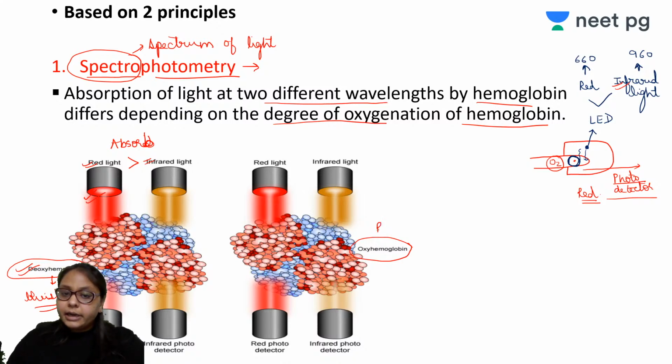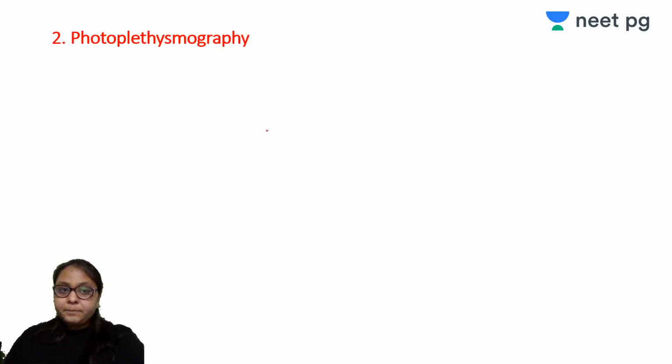If it is oxyhemoglobin, its color is red. That means if hemoglobin is oxyhemoglobin, it will absorb more of infrared light. So absorption of two different wavelengths, red light and infrared light, by hemoglobin differs depending on the degree of oxygenation, whether oxygenated or deoxygenated, of hemoglobin. So that principle is spectrophotometry. I hope that is clear.